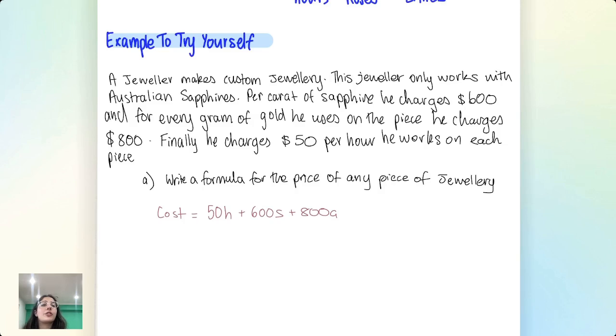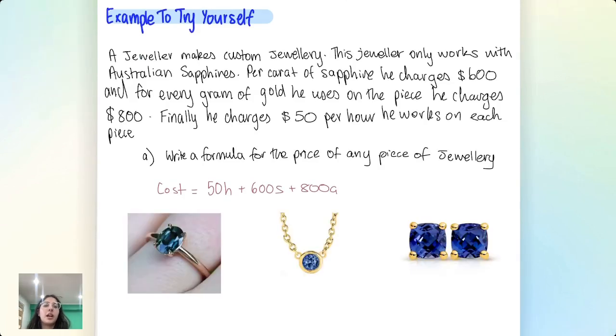So now I'm going to ask you the second part of this question. These are 3 pieces of jewelry that this jeweler made. On this ring, he only spent 10 hours. The sapphire is a 3-carat sapphire. And the amount of gold that he has used on this ring is 6 grams.